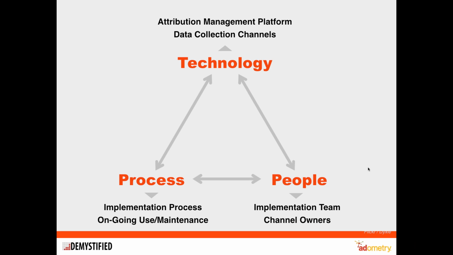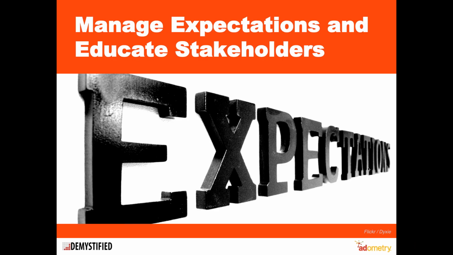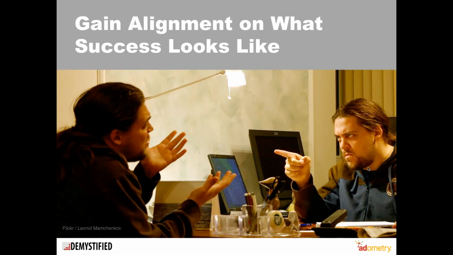The first of which is managing expectations and educating stakeholders. And I've got a handful of tactics specifically within this area. And the key here is that this is a gradual process. You can't manage expectations and educate stakeholders with a single email or a single presentation. So there are a number of different tactics. You want to come at it from different angles to make sure that everybody's on the same page and they understand what advanced attribution management actually is.